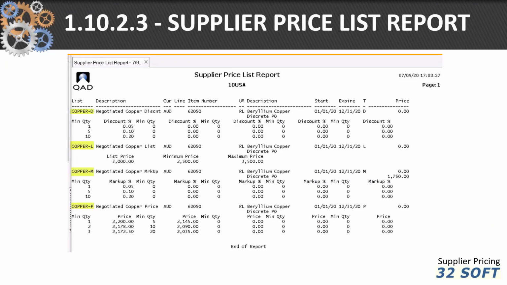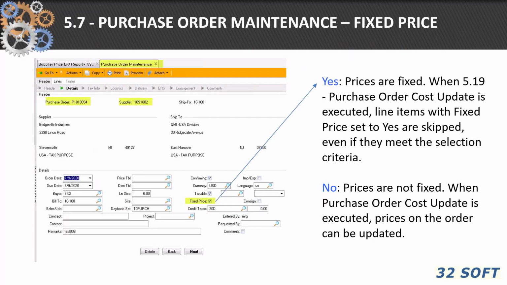This is the supplier report. Remember, this is a favorite report of the suppliers, the buyers, and planners, and accounts payable people at the end of the year. This is what's going to be changed probably every January, so you need to update your supplier price list. You can also have fixed prices in the 5.7 purchase order maintenance.